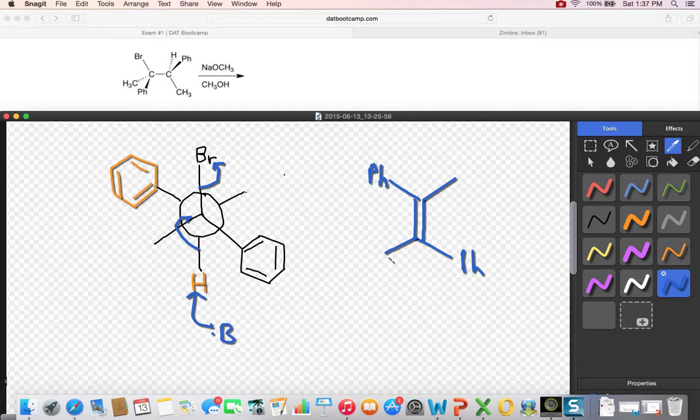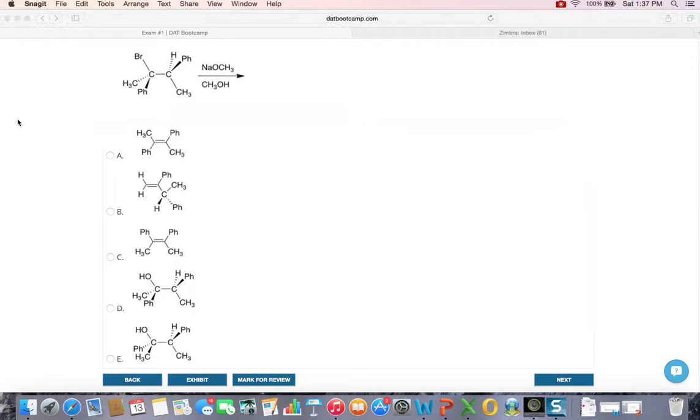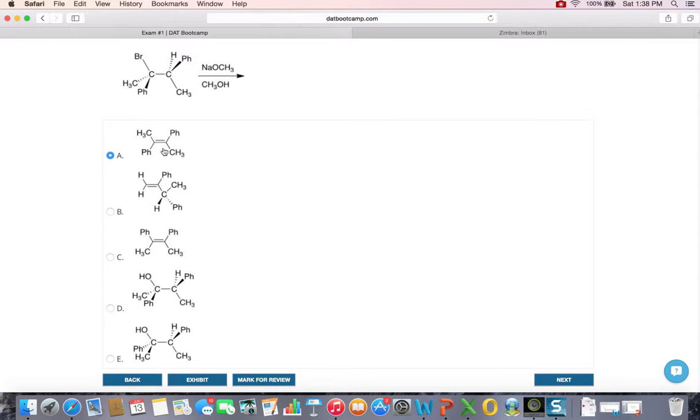That is a trans double bond, and so I was only considering A and C, and now A is the best answer. C would be a cis double bond, A is a trans double bond. But you must draw the Newman projection before you can see that.